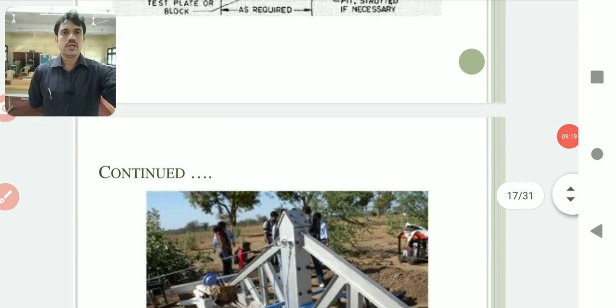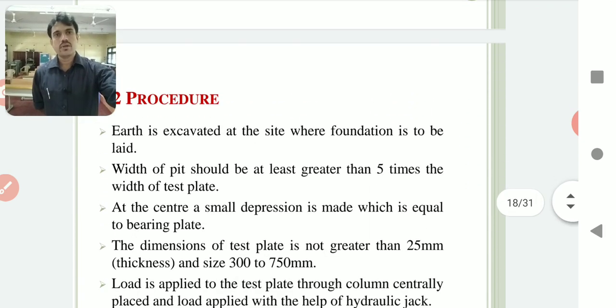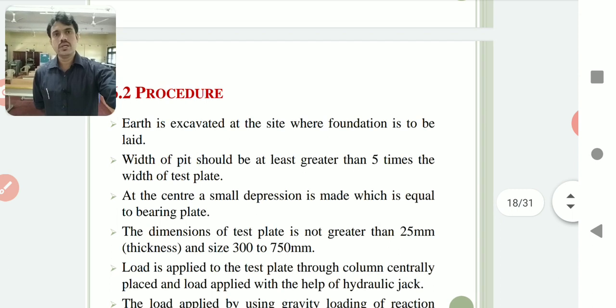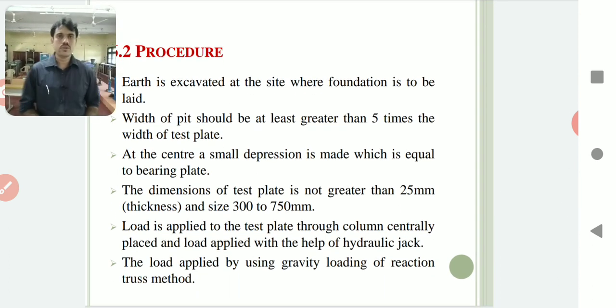Right, in the next slide you can observe this is a reaction truss method. Instead of loading by sandbags over a plank, we have replaced that arrangement by a reaction truss. You are seeing a steel truss, that is a steel truss used to apply load. So we will study the procedure in detail. Why? Because this is very important. So these you are going to write in the examination. Right.